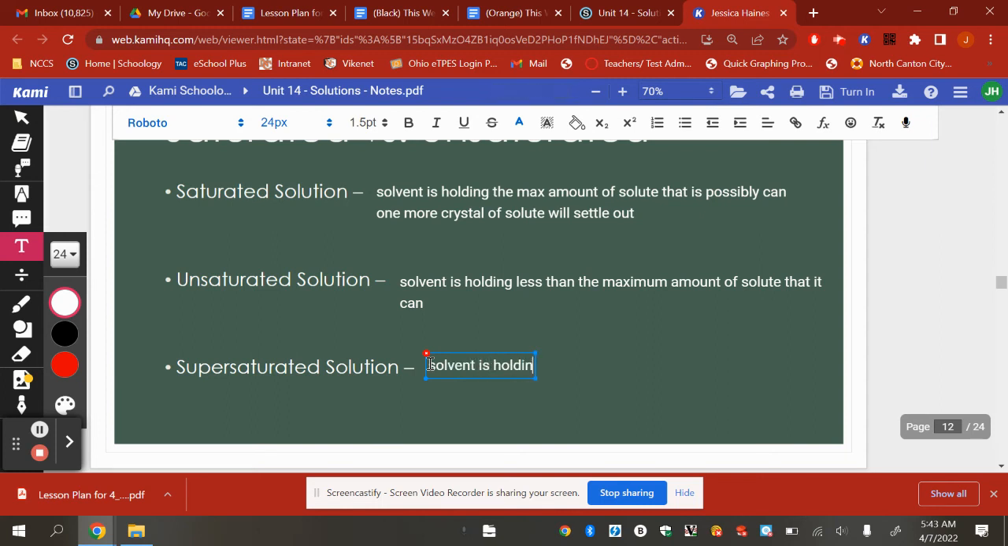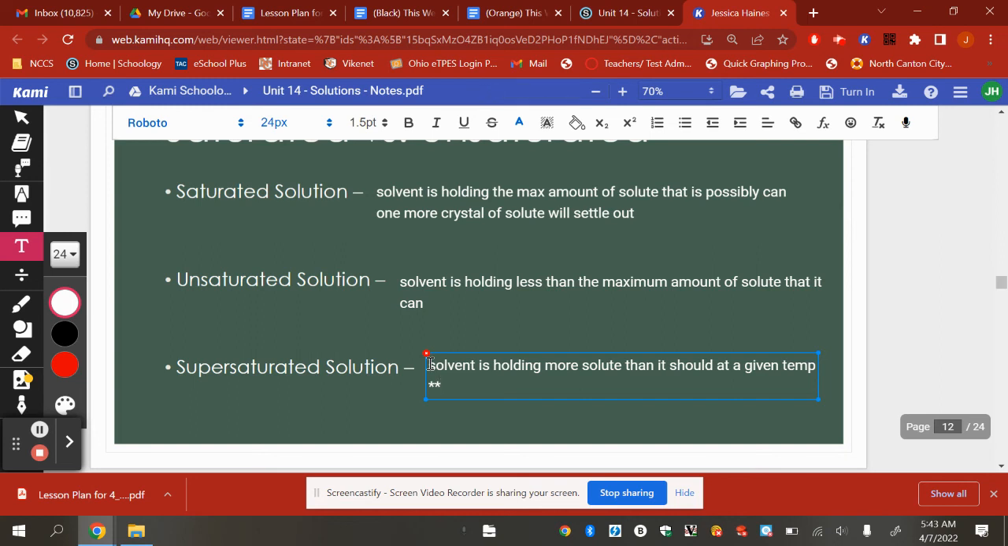Solvent is holding more solute than it should at a given temperature. And the reason why it's doing this is because it had to be heated up. You have to heat up the solvent, you have to dissolve more solute than you can, and then you have to cool it back down to its normal temperature. So it's at a point where it's just holding on to more.